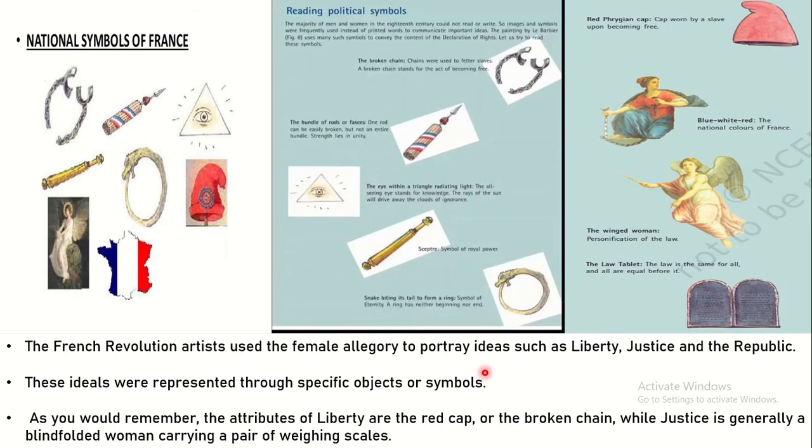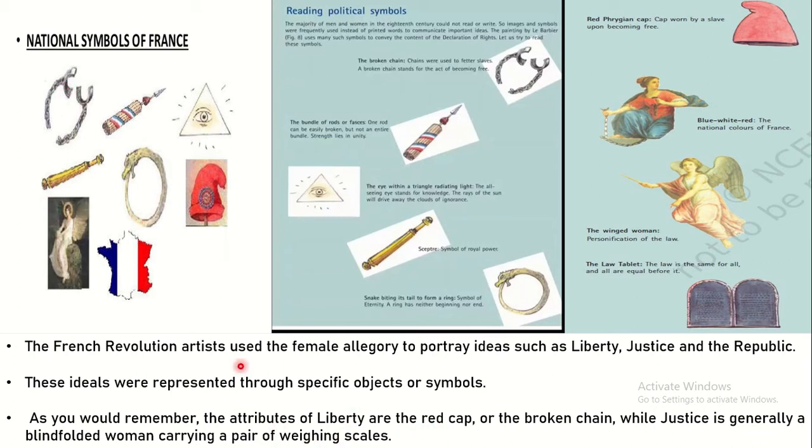The national symbols of France, if you remember in grade 9, where the symbols played an important role. The French artists also used the female allegory to portray the ideas of liberty, justice, and republic. These ideals of liberty, justice, republic, equality were shown through specific symbols or objects. You can see here the symbols and the objects.